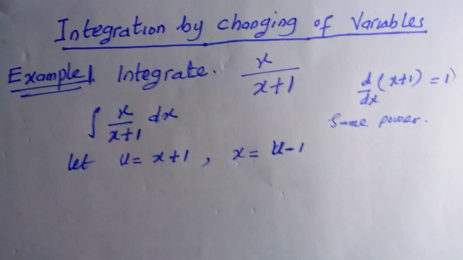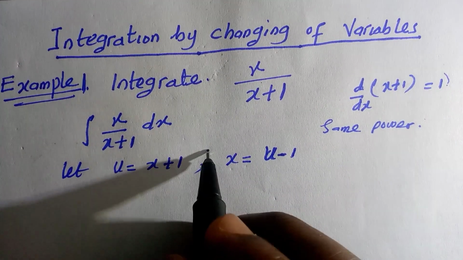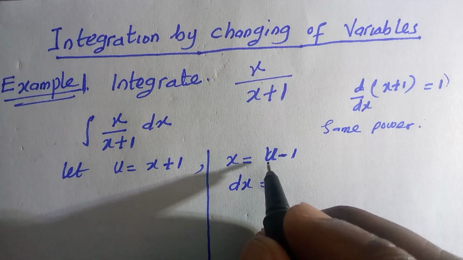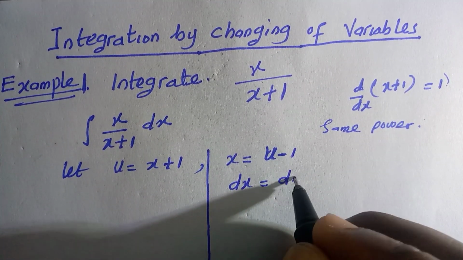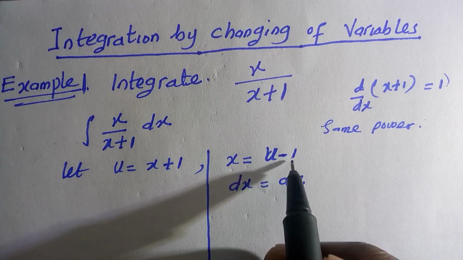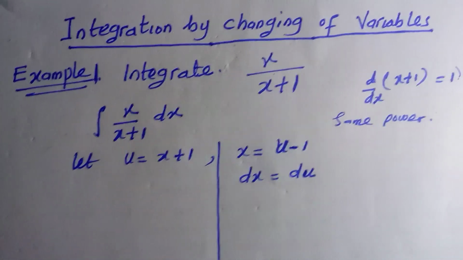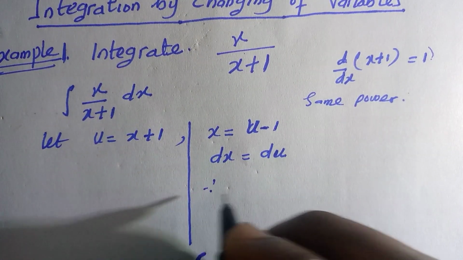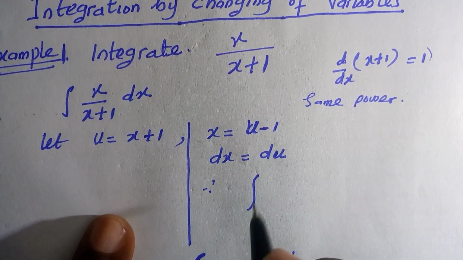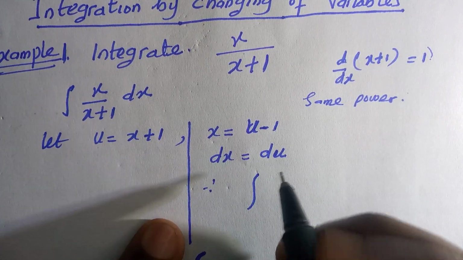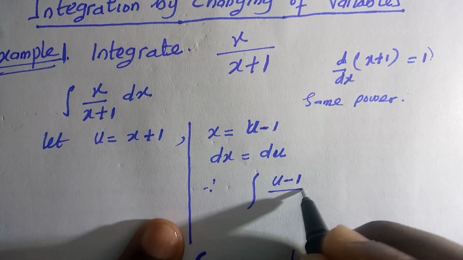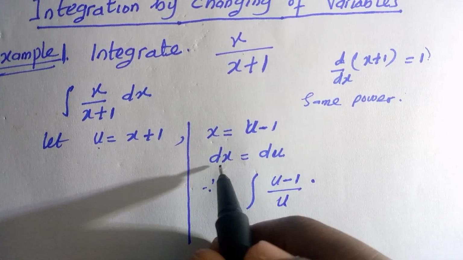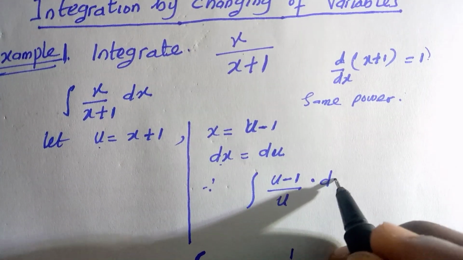And if x equals u minus 1, the one that we let as the new formation, we are going to differentiate it. That is, dx equals du. And we now go back to the real question, and the question states integral of, what is our x? Our x is now u minus 1. Anywhere you see x, we replace it. And what's our x plus 1? That is u. And what is our dx? The dx is now du, because we want to integrate with respect to u.